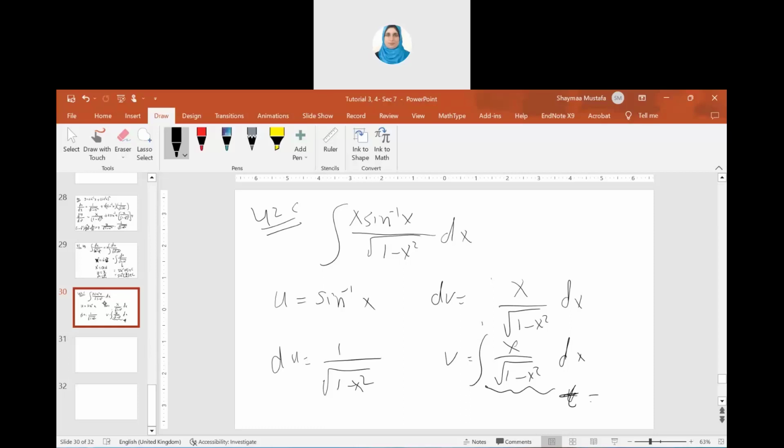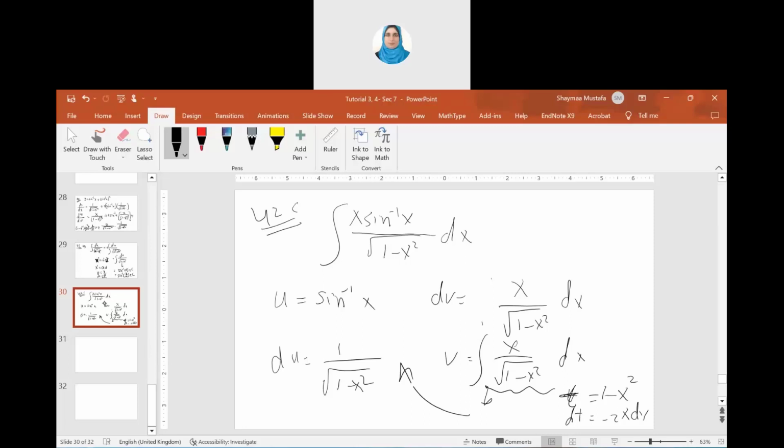Take t, for example, as 1 minus x squared. So dt is minus 2x dx. Evaluate this integration and then apply the rule for by parts.